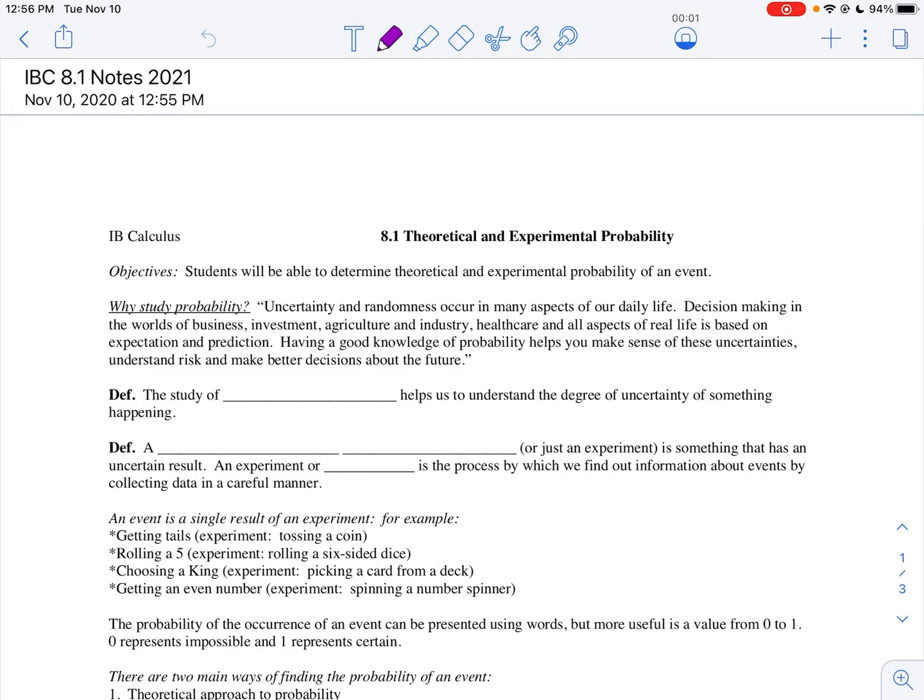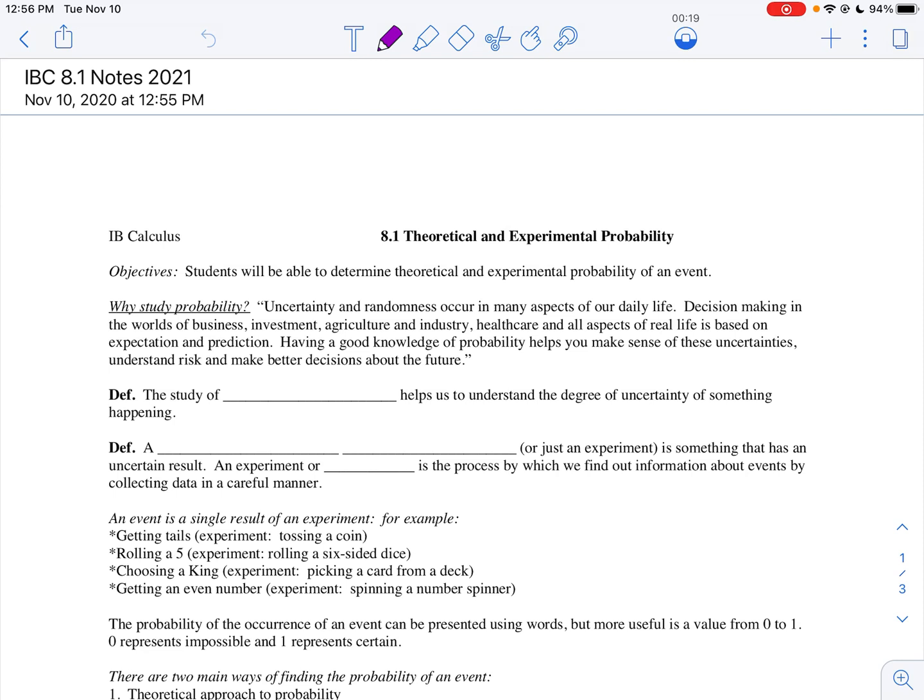All right, this is the 8.1 notes, and it is on theoretical and experimental probability. So the objective: students will be able to determine theoretical and experimental probability of an event. So why study probability? Well, here's a quote from our textbook.